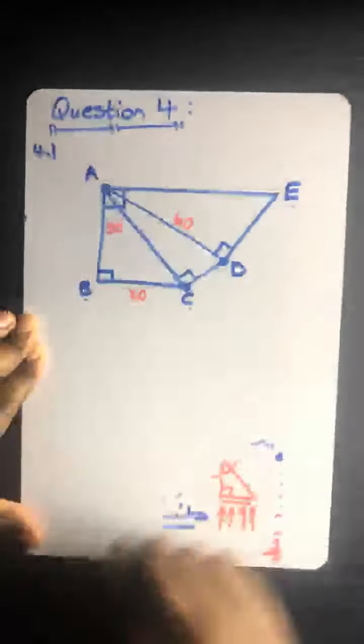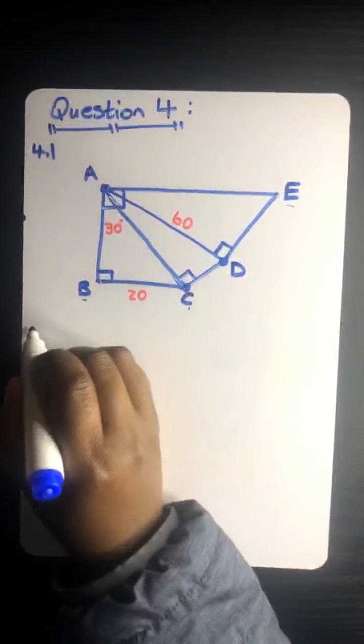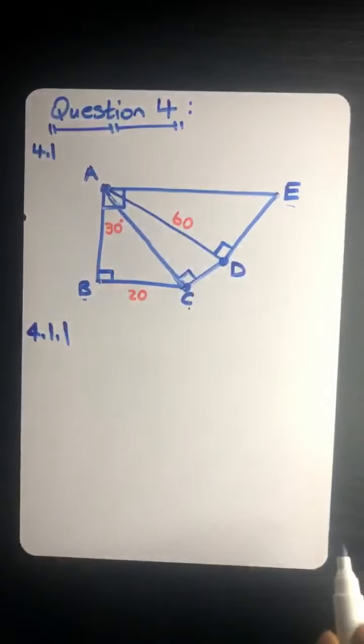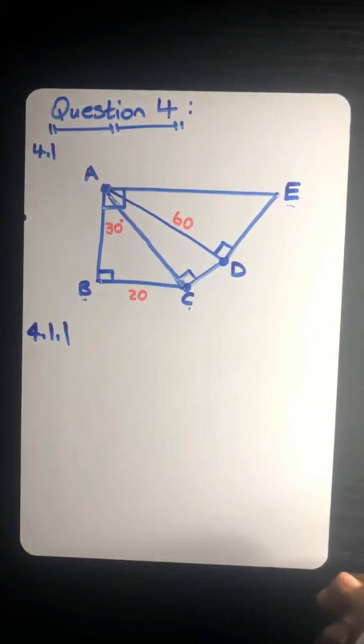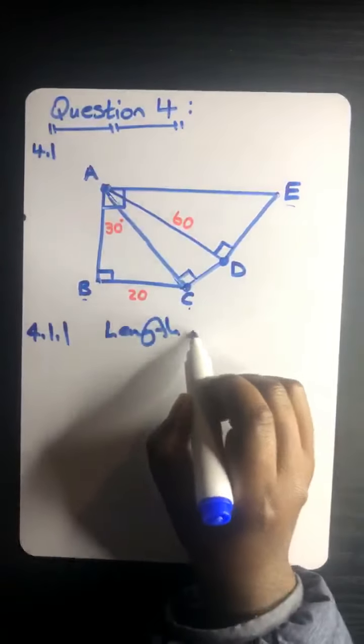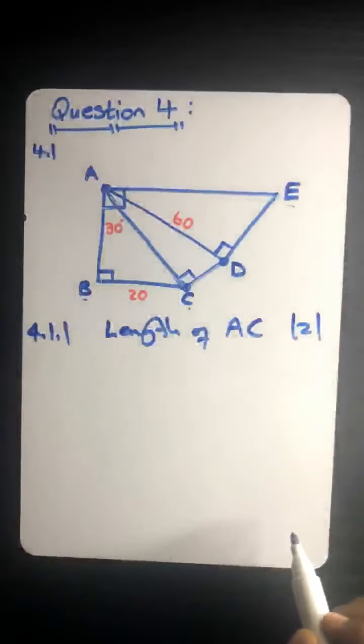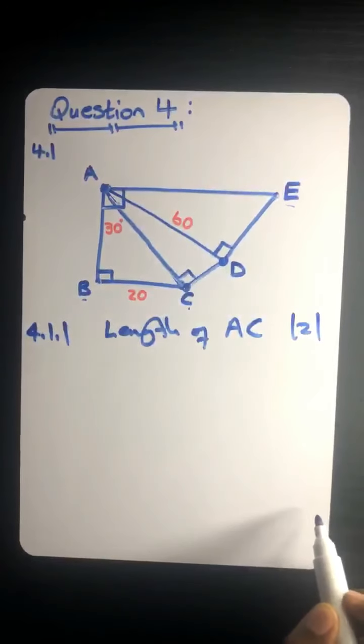And then from there, we are now going to be answering our questions. So the first question, being 4.1.1. Ladies and gentlemen, it is very, very much important that you follow the numbering system used in the question paper. If it's 4.1.1, write it as 4.1.1. Here, the question says calculate the length of AC, and this question is allocated to max.